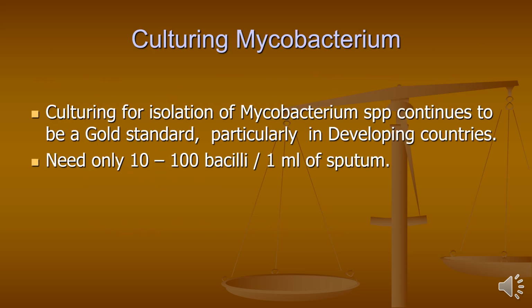So, culturing. Here we use the culture method for identification of Mycobacterium species. This is considered to be a gold standard method in developing countries. To obtain colonies in culture, you require only 100 bacilli; around 10 to 100 bacilli is more than sufficient. In staining, you require 10,000 bacilli per 1 ml. Understood? So this is also a gold standard of identifying Mycobacterium.